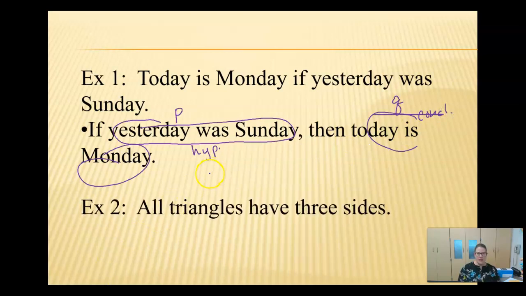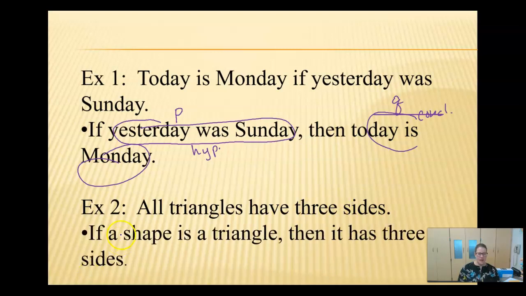All triangles have 3 sides. So this is a statement, and I want to turn it into a conditional statement. So I'm going to make this into an if-then statement. So I could do that by saying something like, if a shape is a triangle, then it has 3 sides. Okay? So if it is a triangle, so the shape is a triangle, that's the hypothesis, then it has 3 sides. So it has 3 sides is the conclusion.